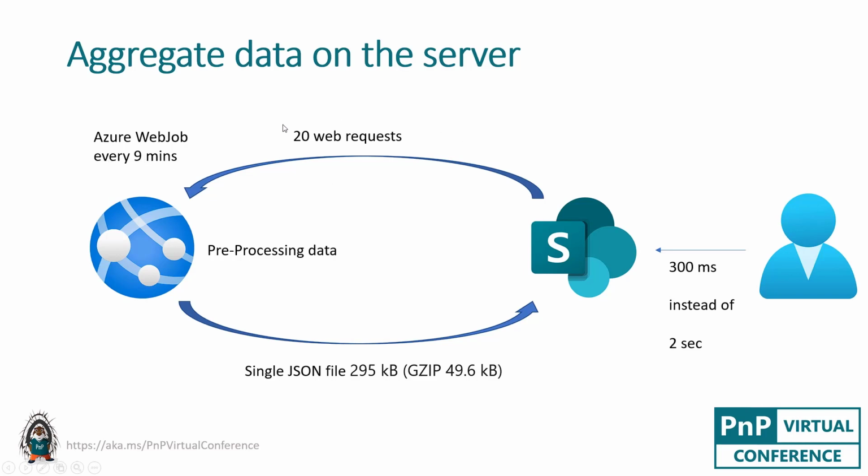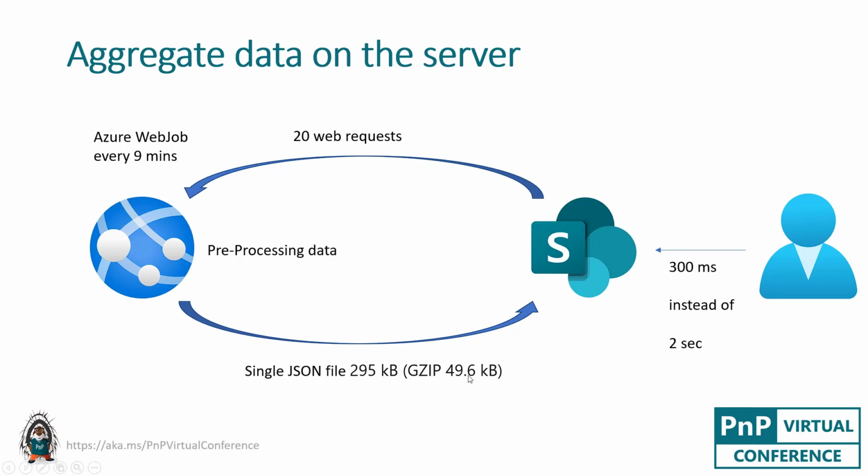Every 9 minutes we execute those 20 web requests in a web job in Azure. We do the data merge there, and then we move the data, organized in a way so we can quickly render it, to SharePoint, again, into a document library. It could be the SharePoint CDN, but the CDN cache is 1 hour, so people will experience delays. What we do is we just move it there in a document library, and we fetch that JSON file from there, from our web part.